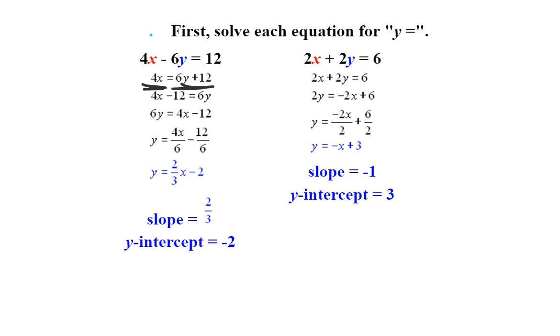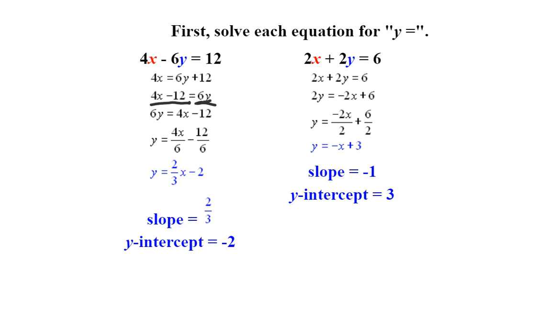Makes it easier now because my y is positive. I don't have to worry about dividing by a negative. My next step would be to get rid of this 12. To get rid of this 12, I need to subtract 12 on the right hand side, which means I've got to do the same thing and subtract 12 on the left hand side, which gives me 4x minus 12 on the left hand side equals 6y on the right hand side.